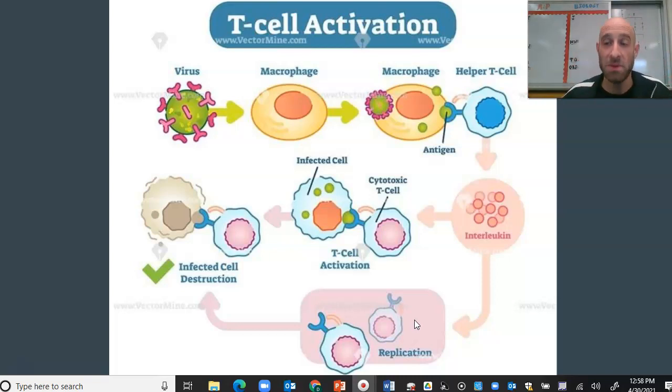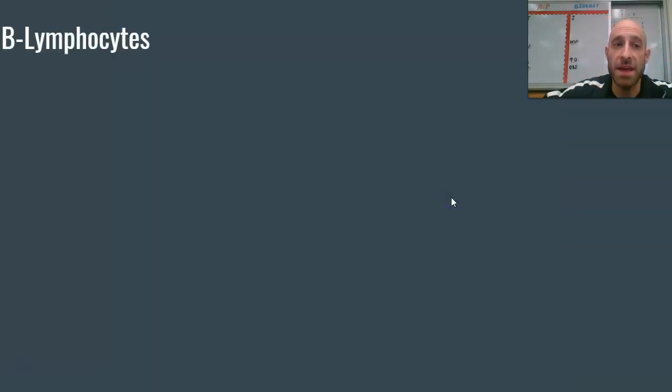That's that positive feedback that we talked about earlier this year. It's going to trigger the continuation of this process. Okay, and then the second type are called B lymphocytes. And B lymphocytes are very similar to T lymphocytes, and the difference is where they develop.